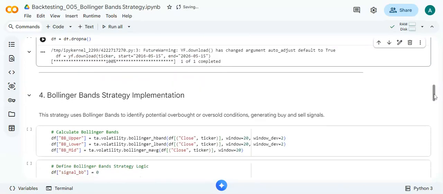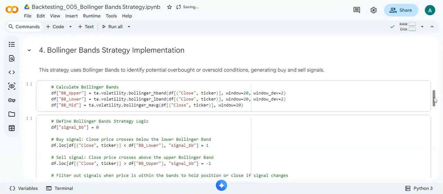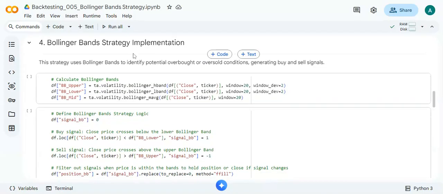Okay, what we'll do next: I'll start explaining the Bollinger Bands strategy. As you can see here is a note. This strategy uses Bollinger Bands to identify potential overbought and oversold conditions.